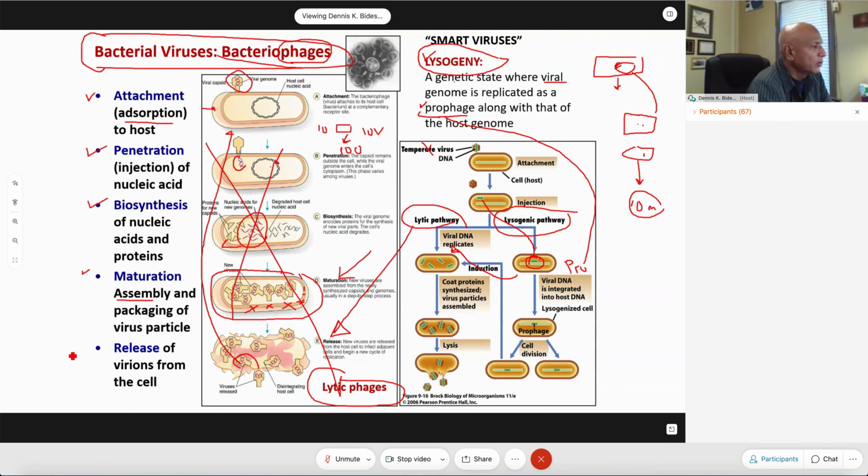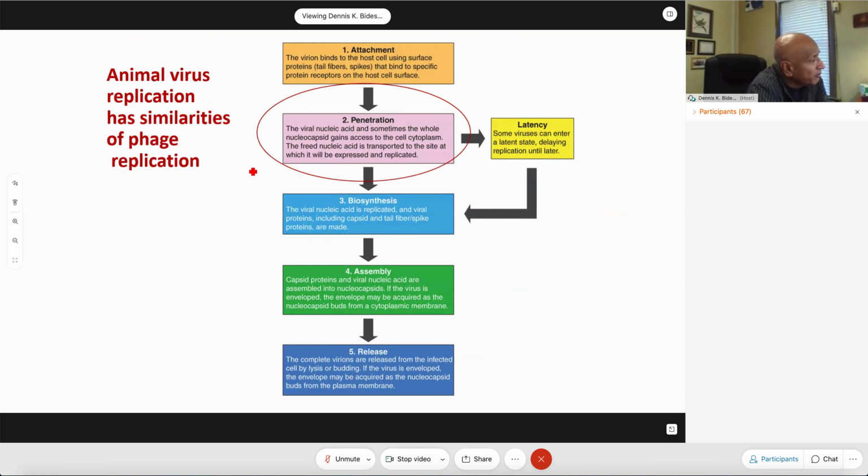All right. So right here, you notice this? Like a needle and syringe, the virus injects its DNA into the bacterial cell. Here's what the major difference is for animal viruses, including human viruses. In this case, you don't inject DNA. The entire particle actually enters, it penetrates into the cell, all right? So we have attachment, penetration, but the whole particle enters. I'll show you pictures in a second. Biosynthesis, assembly, and release. So everything else is the same except this stage here.